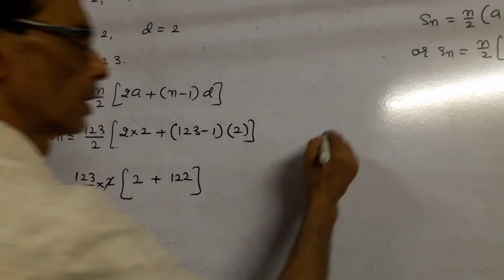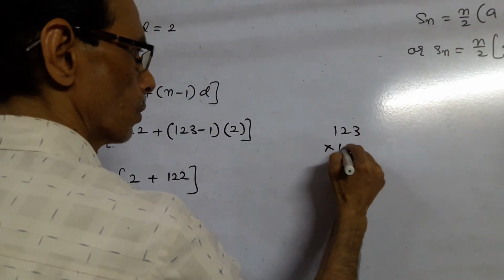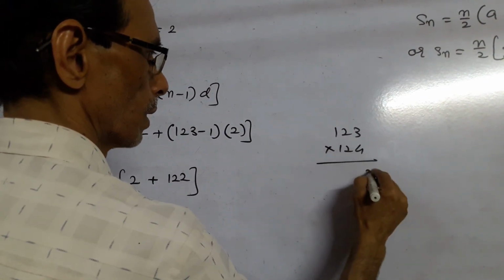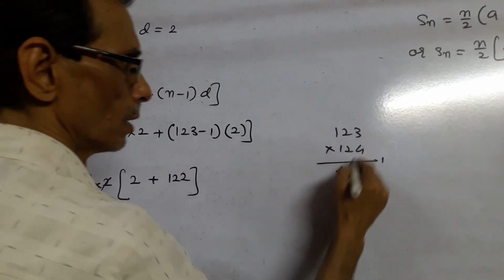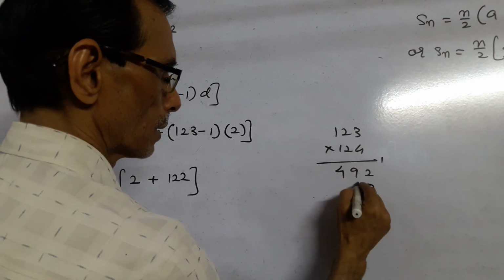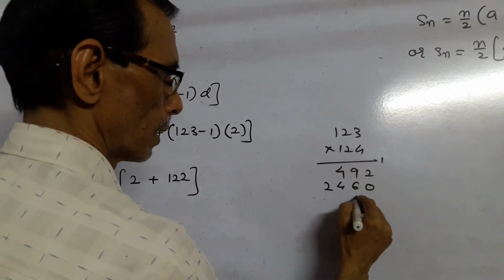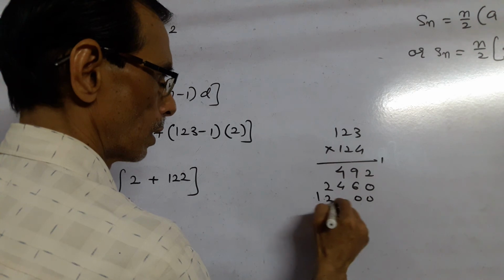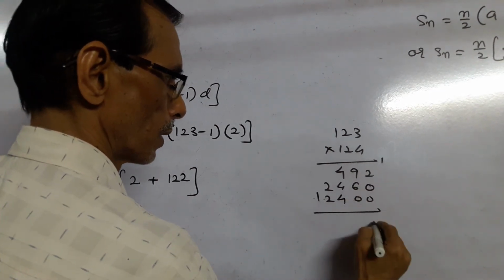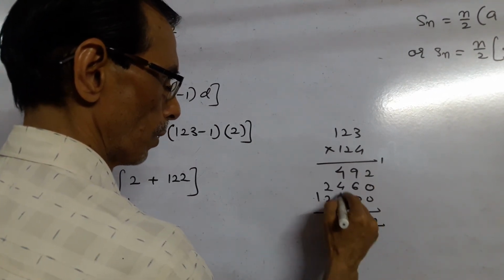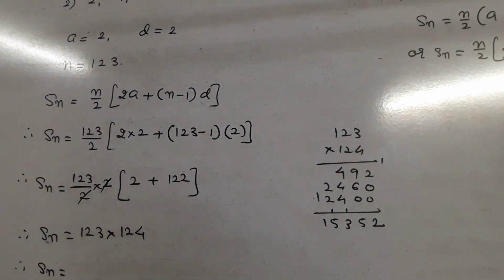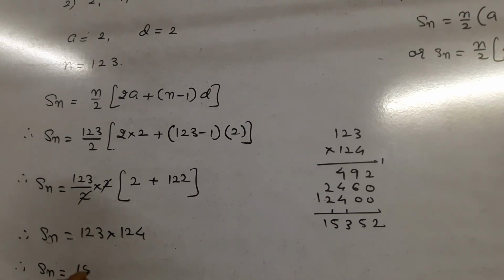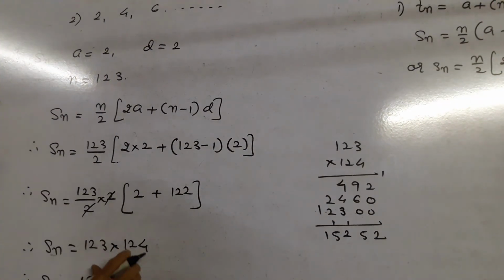So we are now multiplying 123 into 124. 3 fours are 12, carry 1, 8 plus 1 is 9, 4 on the 4. So here we write 4 9 2, and again 124. So we get 2, 15, carry 1, 12, 13, carry 1, 5 and 1. So 15, 3, 52.